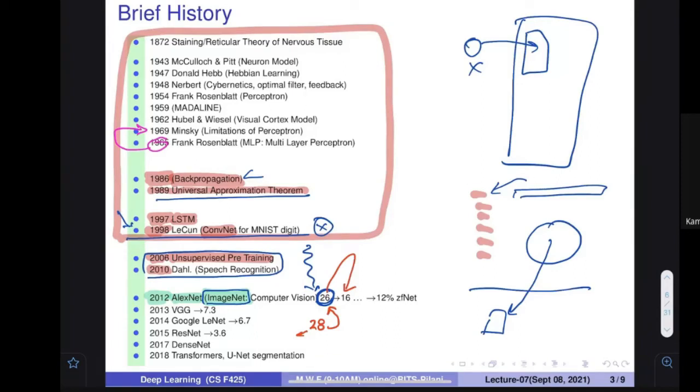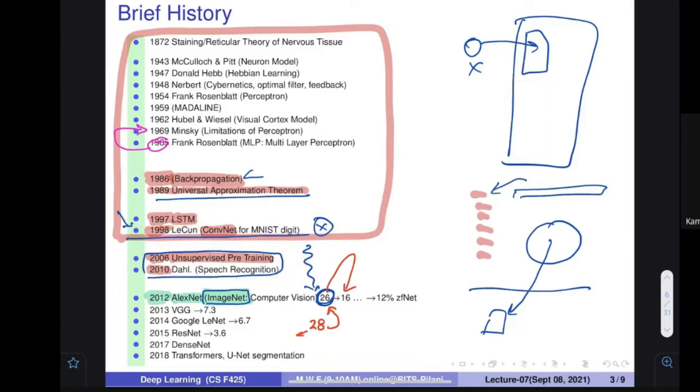And let me tell you this thing: he was not using anything new. He was using a similar kind of architecture which was proposed around 1998. Same kind of architecture, very similar. He was using this convolutional kind of architecture at that particular time.